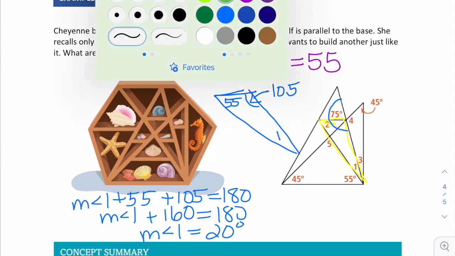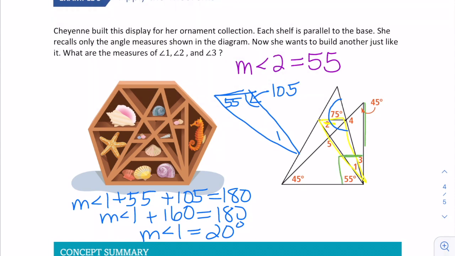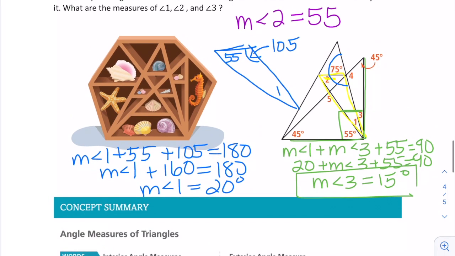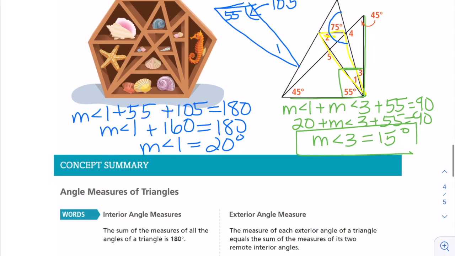Now let's look at the third angle. These are all going to add up to 90 degrees because we have two lines that are perpendicular. So the measure of angle 1 plus the measure of angle 3 plus 55 equals 90. Remember, we just figured out angle 1, so that equals 75. So the measure of angle 3 must equal 15 degrees. So we use all those triangle theorems to solve for angles 1, 2, and 3.